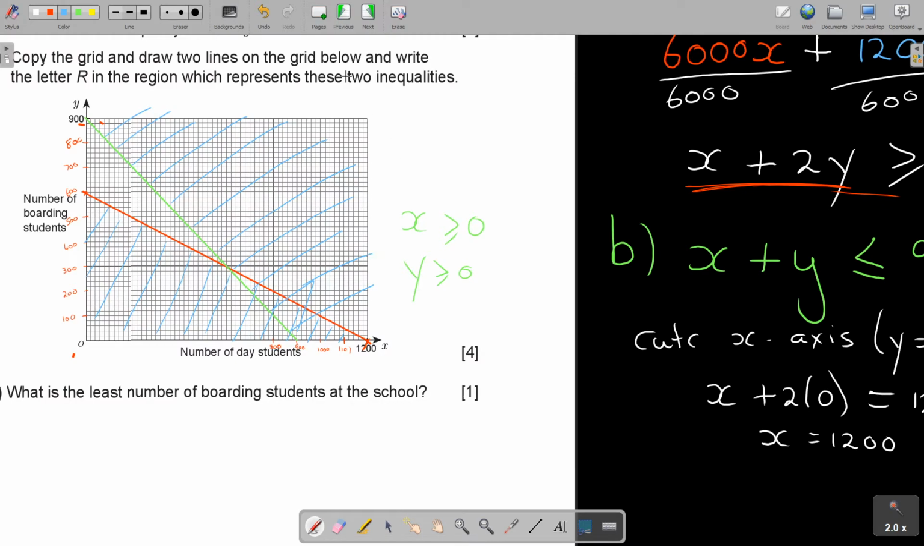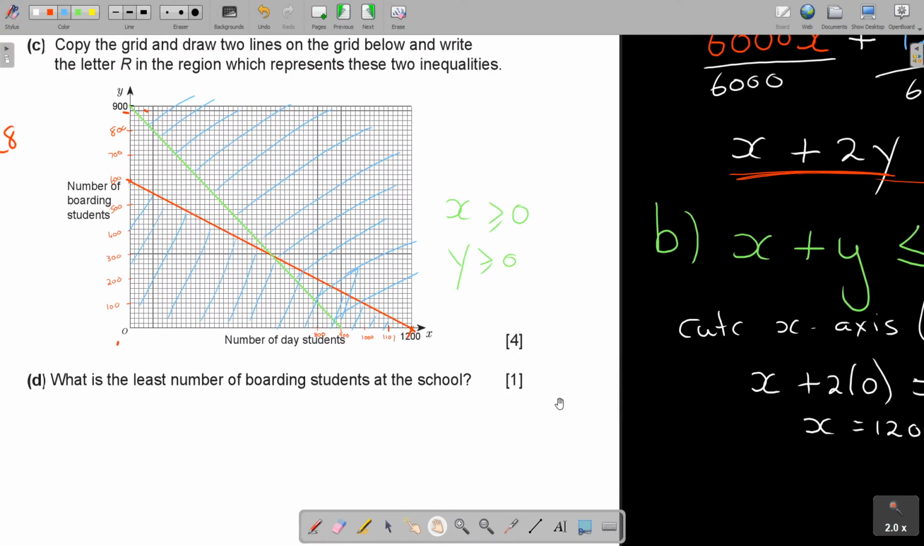And as I said to you, there are 3 points. It was the first one to write down the inequalities, then to draw the lines, do the shading. That was familiar to you. But now, why did you do this drawing? You were doing this drawing to find an outcome. And this last step, number 4, is the outcome. So just read the question. What is the least number of boarding students at the school? Okay, the extreme values will always be at the vertices.